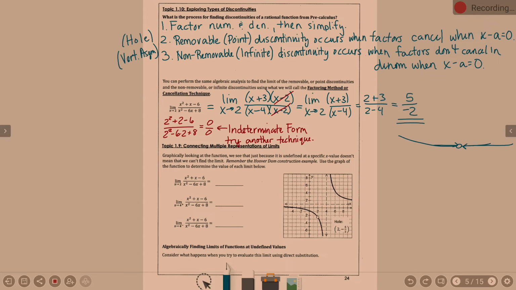So use the graph to determine the value of each limit below. Yes, we could do these by plugging in and so on, but we're going to talk here about the graph. So the limit as x approaches 2 of x squared plus x minus 6 over x squared minus 6x plus 8. What do you see?